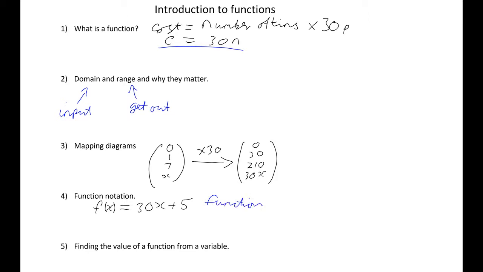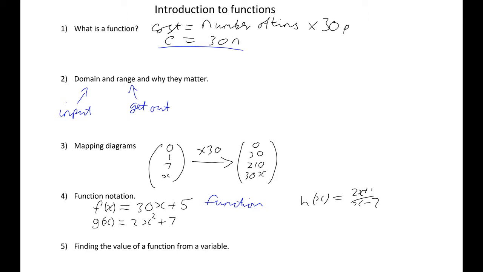We can have another function. Sometimes we have to have multiple functions in one situation. g(x) equals 2x squared plus 7. We might have a third function, h(x), which might equal (2x plus 1) over (x minus 7).